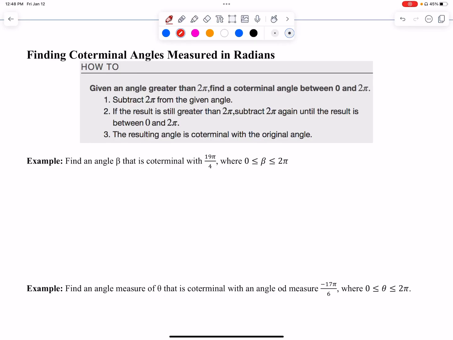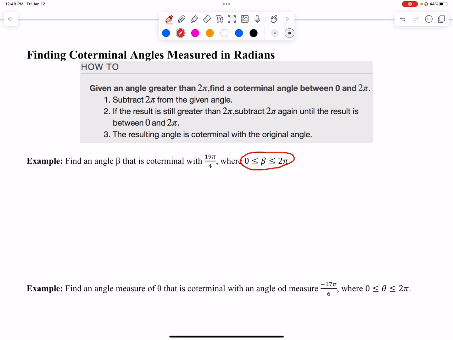In this video, we're going to work on finding coterminal angles measured in radians. We've done this in a previous video. The idea of a coterminal angle, remember, is that the terminal side of my angle will always land in the same spot. So this is like adding rotations or subtracting rotations. Like in those problems earlier, we wanted between 0 and 360. Now they want radians between 0 and 2 pi.